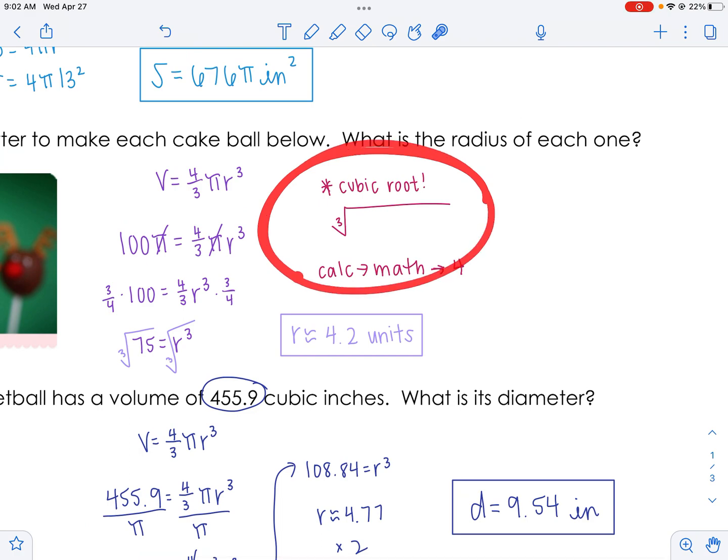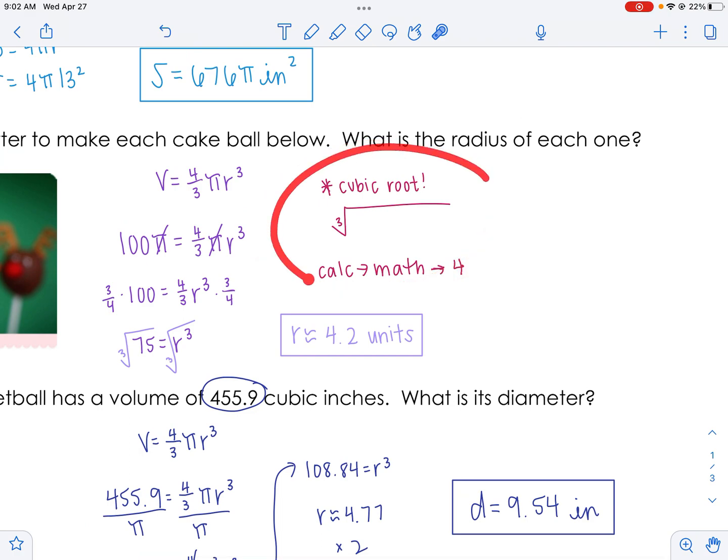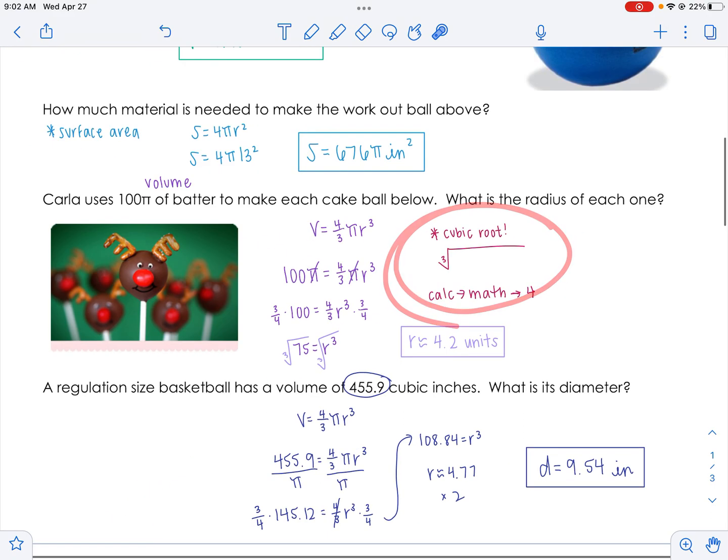So being really careful as we're going backwards on problems like this, if you want to put this on your colored formula chart, so you just remember how to access that cubic root when going backwards, that would be a great idea.